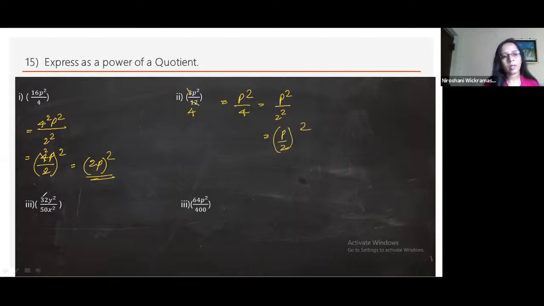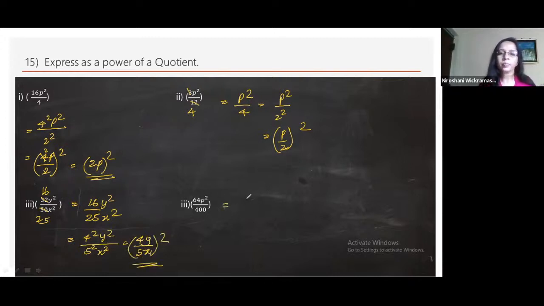Now look at this. You can divide by 2. This is 16. Then this is 25. Both are square numbers. 16 over 25. Here y squared, here x squared. 4 squared y squared over 5 squared x squared. 4y over 5x squared.